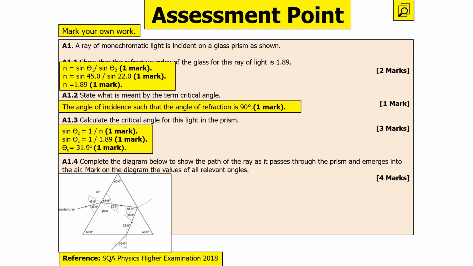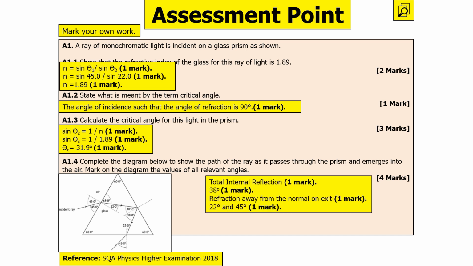So what we can do is, we can see in the diagram, we can draw in the values, we look at the laws of angles and we work out our values to get the following diagram as shown. Note we get total internal reflection for 1 mark. We can see that the angle it hits the second side at is 38 degrees. You'll get refraction away from the normal because we're now going into a less dense medium, and then it's going to be between 22 and 45 degrees.